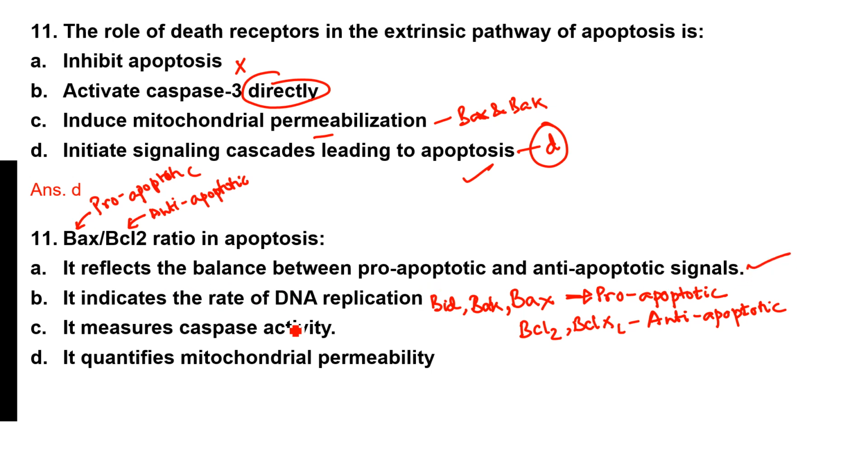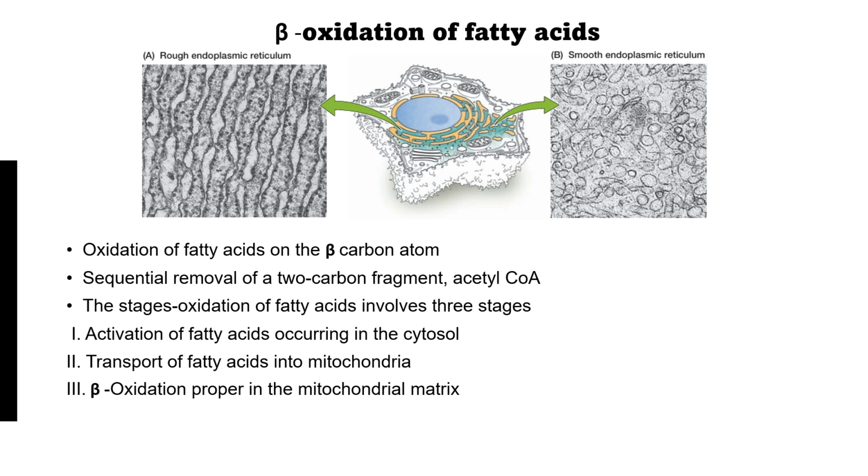This is correct. It indicates the rate of DNA replication? No, this has nothing to do with DNA replication. It measures the caspase activity? This is also incorrect. And it quantifies mitochondrial permeability? That is also incorrect. So basically, this regulates the balance between pro-apoptotic and anti-apoptotic signals. So the answer is option A. Okay, so that's all.